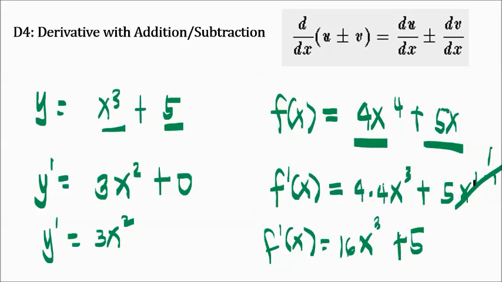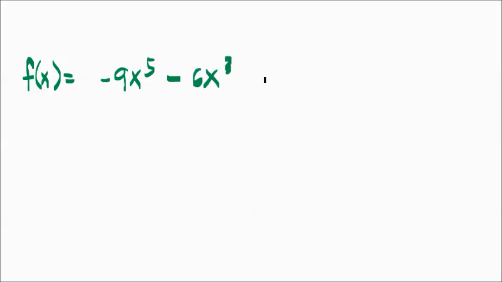Okay, so maybe we can have another example here. Let's make it more challenging. f of x is equal to negative 9x raised to 5 minus 6x raised to 3 plus 7x minus 7. So we have 4 terms here, 1, 2, 3, 4. So we get all the derivatives of the 4 terms.